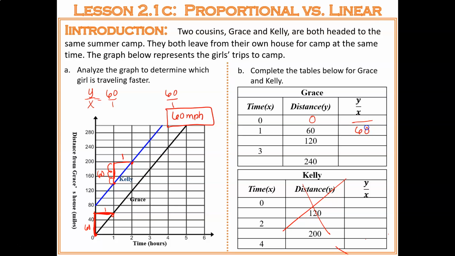So right here, 60. So at 2 hours, she's going to go 60 more, or 120, still going 60 miles per hour. At 3 hours, she's going to have gone 60 more, 180. That rate is still constant. And then if you divide that 240 by our rate, she's been driving for 4 hours, still going. Both of them are driving at a constant rate.